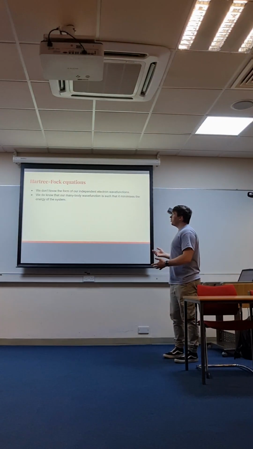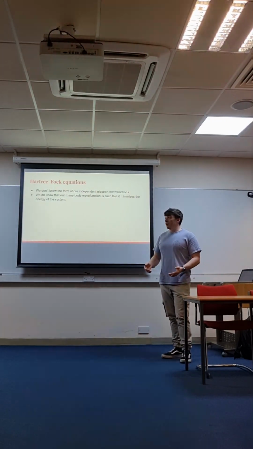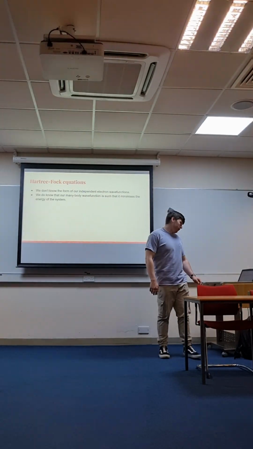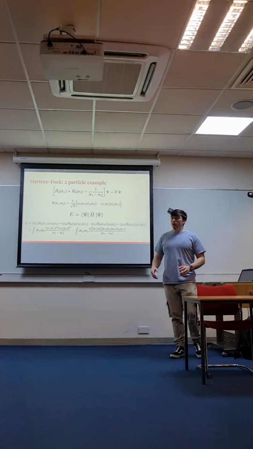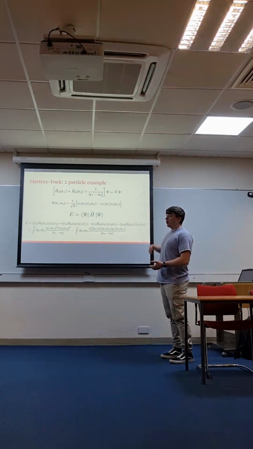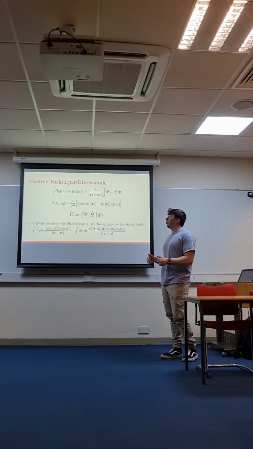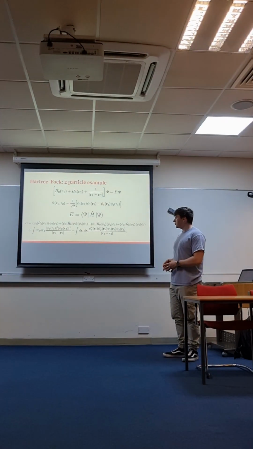So, we don't know the exact form of the independent electron wave functions. However, what we do know is that the many-body wave function minimizes the energy of our system. So, let's try this for a two-particle example. Shown at the top is the two-body Schrödinger equation, and below it, the Slater determinant of these two particles.